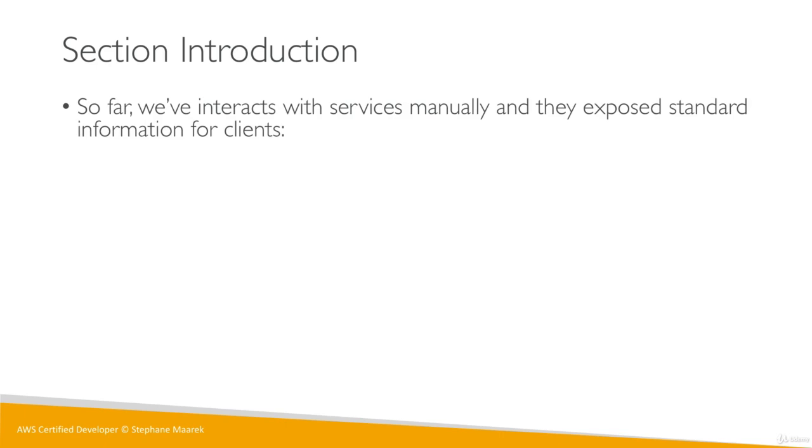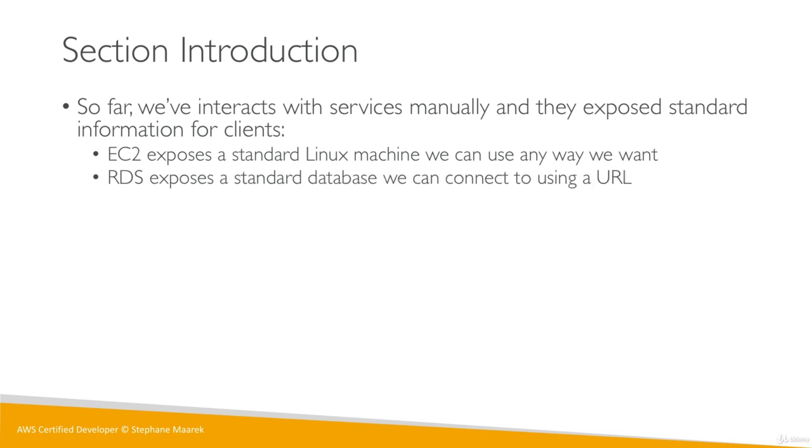Not only will we learn about the CLI, we will also learn about the SDK, IAM policies, and IAM roles for EC2. So far, when we've created stuff in AWS, as you see through the console, we manually created the services, and then they actually exposed standard information for our clients. So when we had an EC2 instance, we had an SSH port, and we could do whatever we wanted. When we had an RDS database, it was just a standard MySQL or Postgres database, and we could just connect using the URL or the connection string and various tools online.